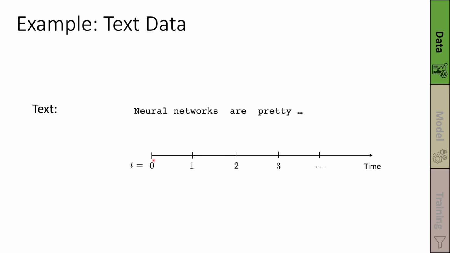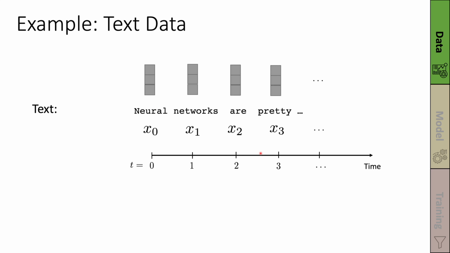For a concrete example, let's consider text data, where we have a sentence or part of a sentence as the input, and each word would correspond to a different time step. So we have each word being assigned a time, and in each time step each word corresponds to a vector. So each word is its own input, x0, x1, x2, x3, and so on. So we have a sequence of vectors that is the input to our model in the end.